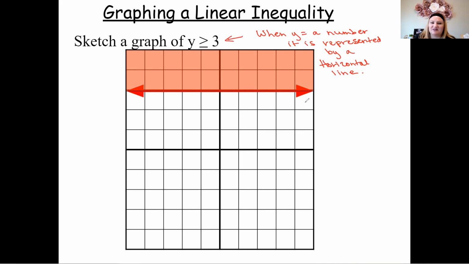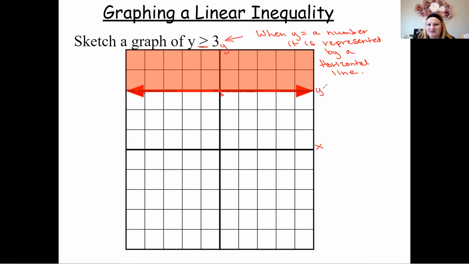So this is represented by a horizontal line. What you would do is find out where your y-axis and your x-axis are, and then find 1, 2, 3. You're going to find where it hits the 3, and draw a straight solid line because we have that line underneath. This says that we want to represent all the y values that are greater than 3.